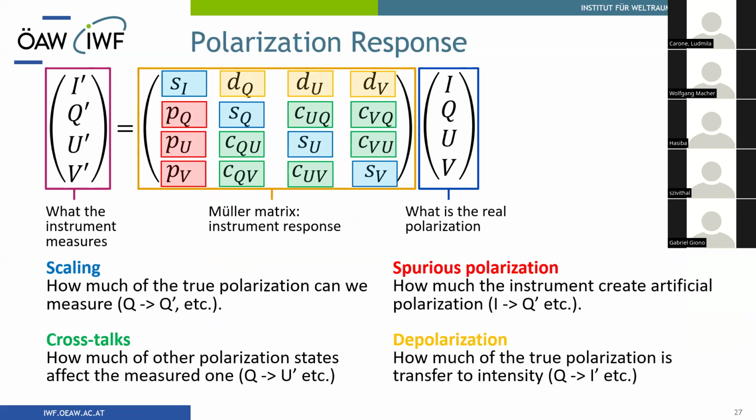Each of these terms has a different meaning. The blue one is the scaling, so it's essentially how much of the real Q goes into the Q prime. Maybe you lose some of the scaling. The crosstalks are how much of Q goes to U prime and so on. The most important one are the red ones, the spurious polarization. It's how much of the non-polarized light ends up being what you think is real polarization, because this is really bad. You want to measure accurate polarization, and you don't want random photons being transferred into fake polarization.